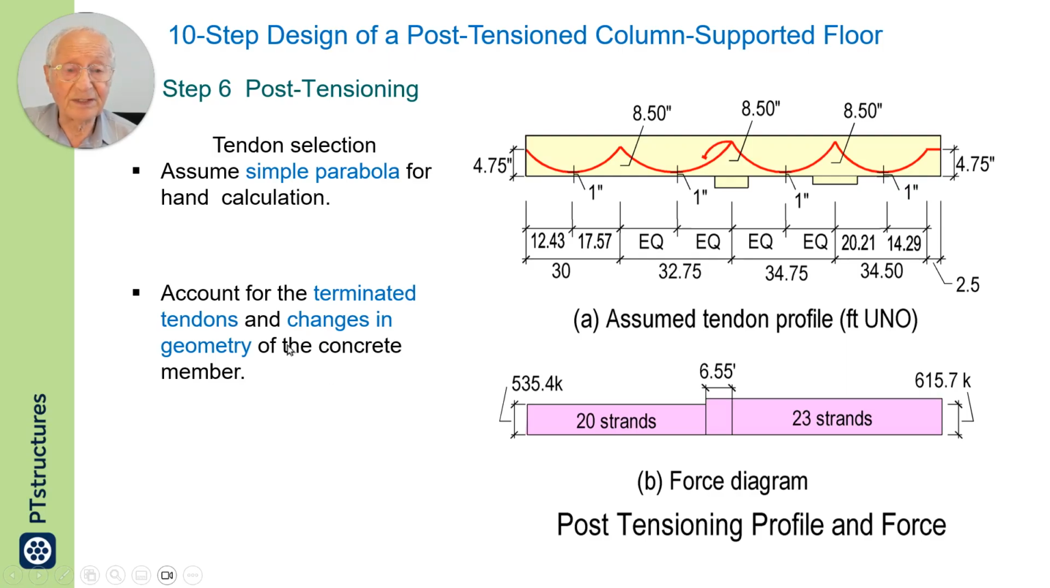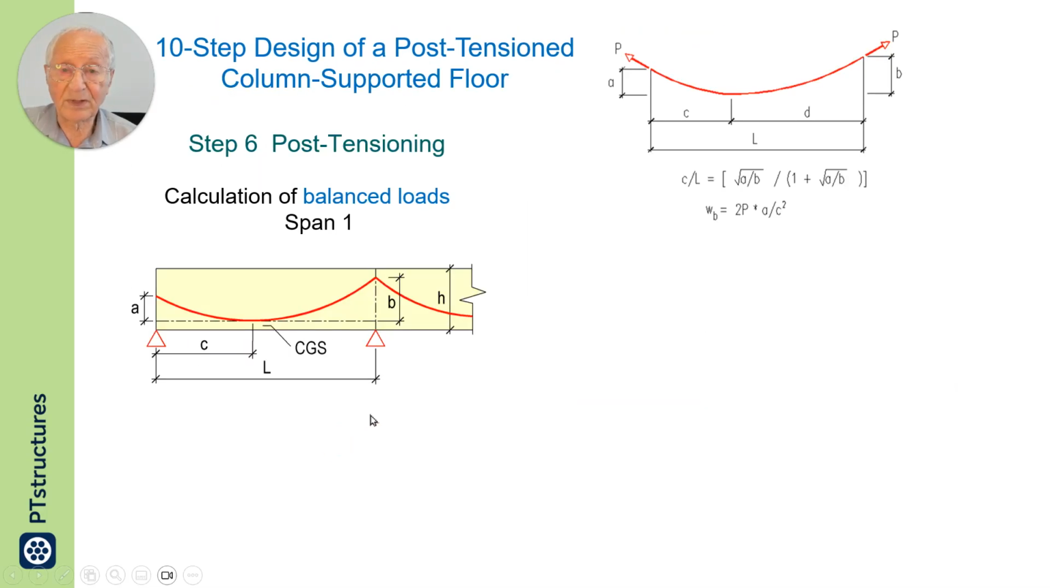I want to draw attention to the fact that we have a change in geometry which impacts our design, and we have a discontinuous tendon which also impacts our design. The number of strands are shown here at the bottom right. I have to calculate the force that the post-tensioning applies to the design strip.